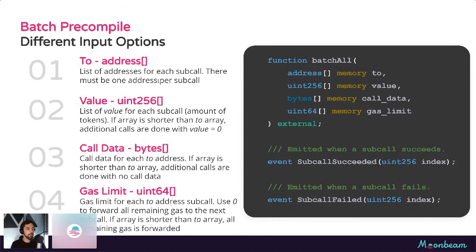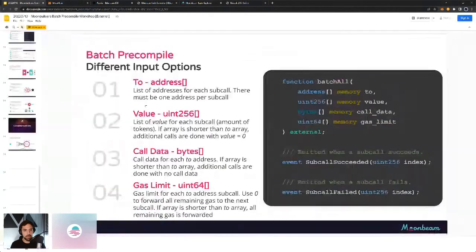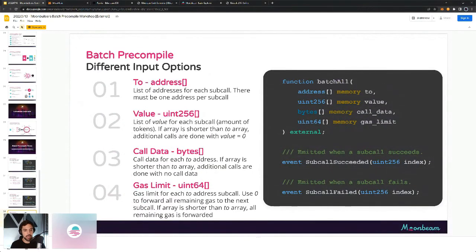So hopefully this is clear, because I'm going to go now to the demo, and I want to make sure that you understand each of the input parameters that you have to provide for the batch precompile, all right? So I think I don't have any more slides. I can jump directly into the demo.